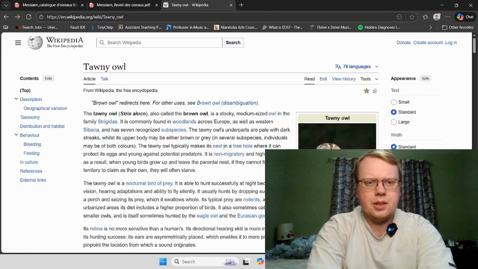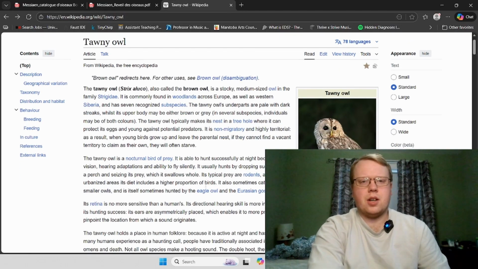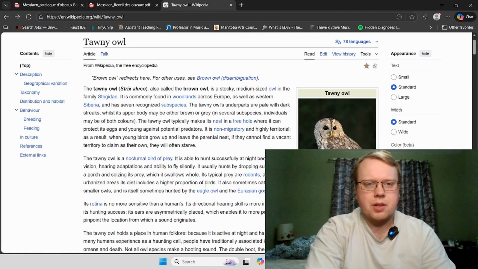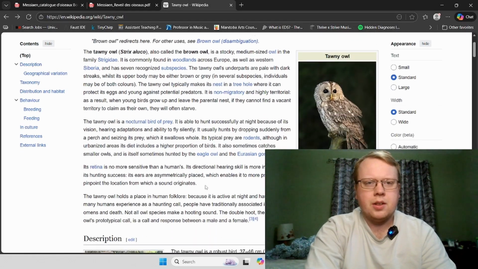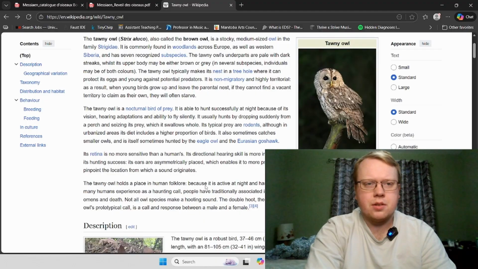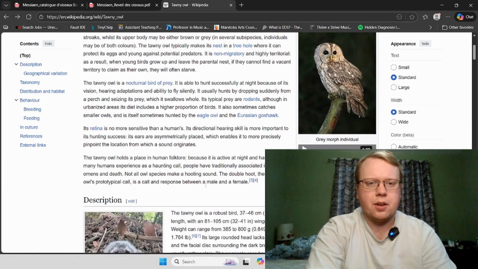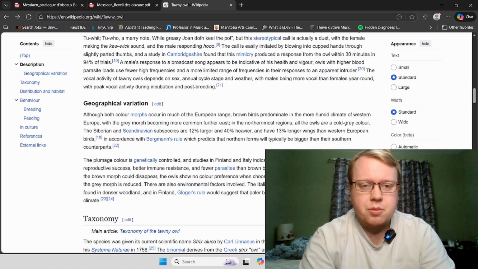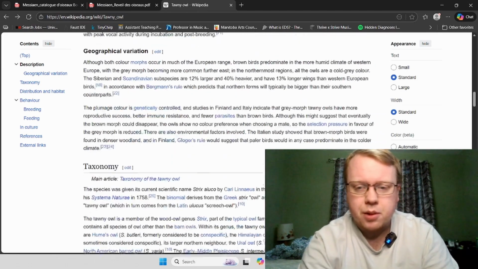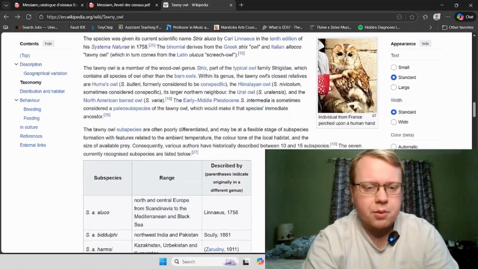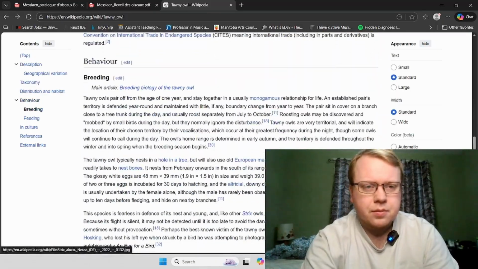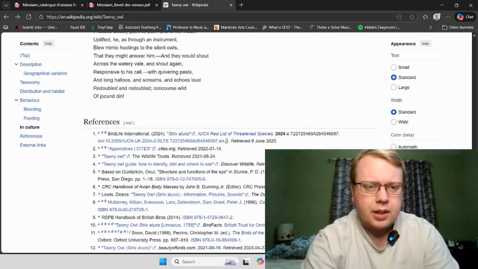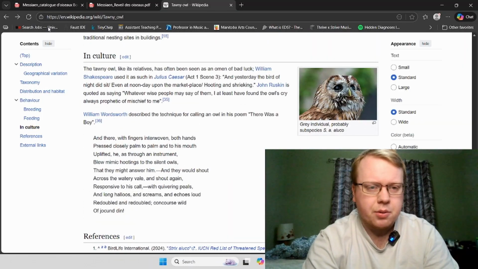The tawny owl is also called the brown owl. It is commonly found in woodlands across Europe, as well as western Siberia. There are 7 recognized subspecies. It's a nocturnal bird of prey, which is sometimes hunted by larger owls, such as the eagle owl and the Eurasian goshawk. There's a gray morphology, which is more common further east in Europe. So Messiaen would have seen the brown one mostly. And I guess it's a fairly successful bird because it has a very big Wikipedia article.